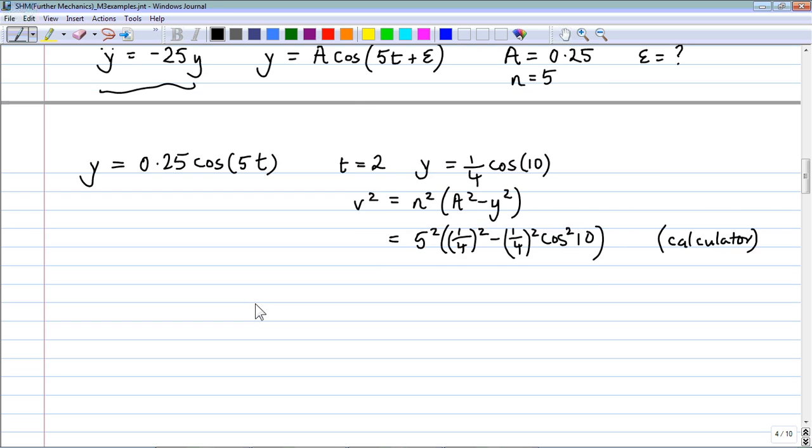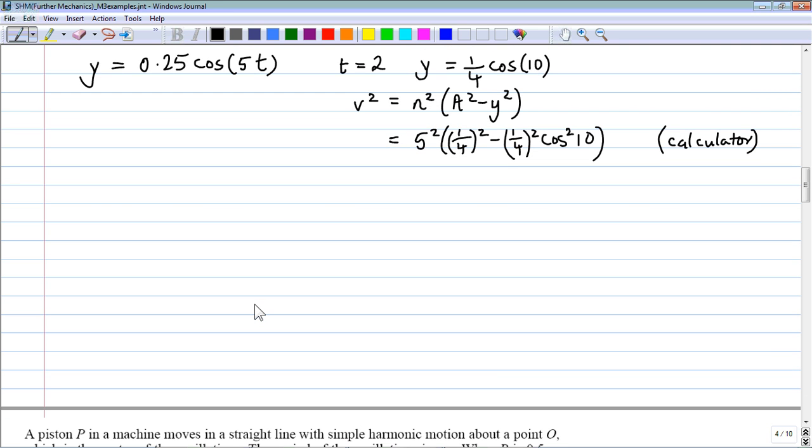There is a second way to do it, and I suppose since we're learning it's worth thinking about both ways. The other way to do it is to find the velocity by differentiating the displacement. Well, that should be minus 0.25 times 5 times the sine of 5 times 2. Remember, t is 2 here.